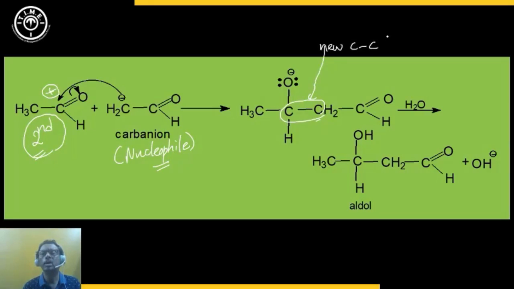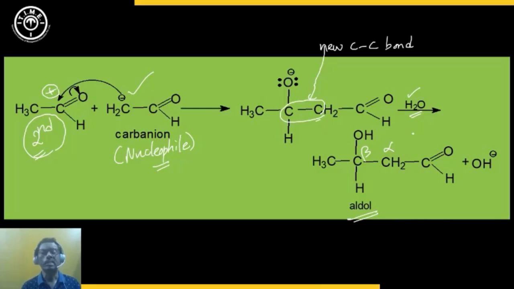So a new C-C bond is formed in the aldol condensation. There is a carbanion as the intermediate, and that carbanion intermediate is functioning as a nucleophile. This is going to attack the carbonyl carbon of the second molecule, and there is a new C-C bond being formed. That O minus will pick up the H plus from the water or the surrounding medium to become OH. This is the aldol, beta hydroxy aldehyde. So this is the aldol.